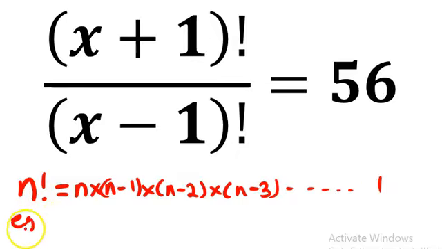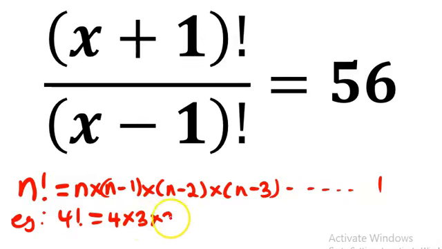An example is 4 factorial, which will be the same as 4. When you reduce it by 1, you have 3. When you reduce 3 by 1, you have 2, up to 1. The product of these is what is called the factorial. So this will be 24. Okay, now let's come back to the question.